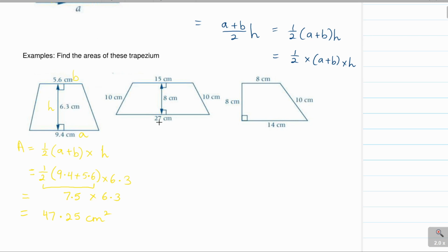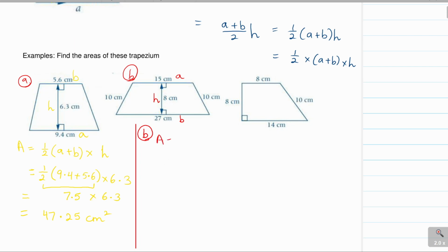Now let's look at B. First, we identify what our parallel sides are, and we could call them A and B. It doesn't matter which one you call A and which one you call B, because when we add them in any order, it's still going to give us the same answer. Okay, our height is this one, and not the 10, but the 8, because it's perpendicular to the parallel sides.